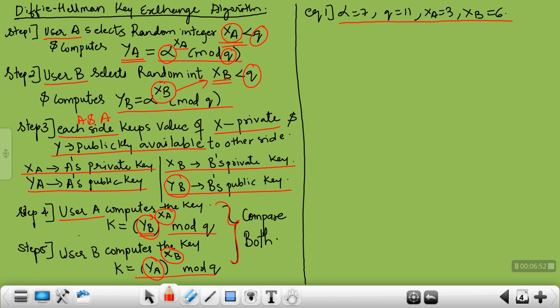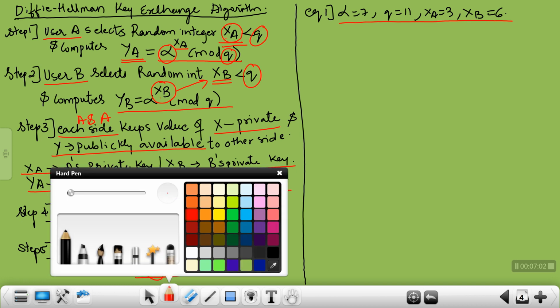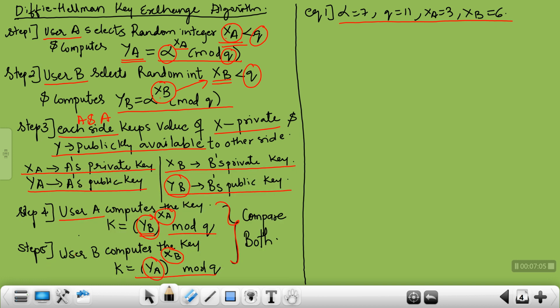That is, the alpha value is provided, Q is a prime number, XA is the private key of A and XB is the private key of B. So let us start. In step number 1, what we need to do is calculate YA, that is the public key of A.